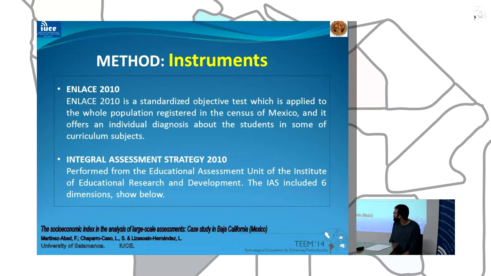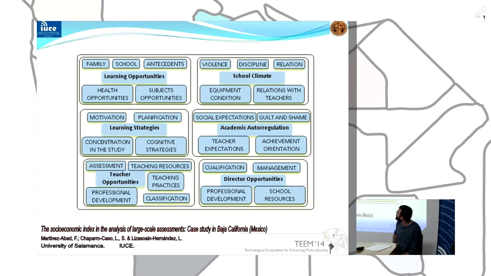This assessment is performed by the Educational Assessment Unit of the Institute of Educational Research and Development of the University of Baja California. It includes six dimensions: learning opportunities, school climate, learning strategies, academic campus regulation, teacher opportunities, and director opportunities. We are going to use only the learning opportunities dimension, which includes observed variables used to generate the latent variable, the socioeconomic index.